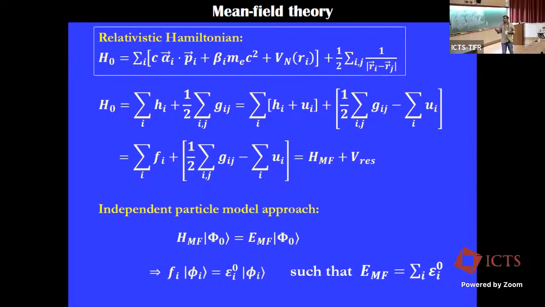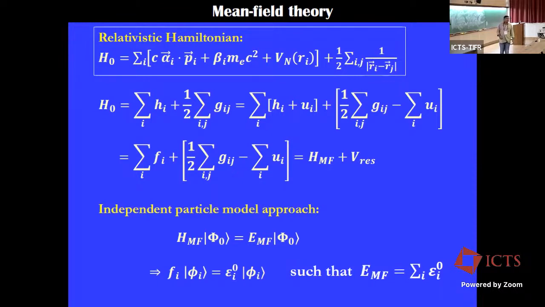Then the rest, what you are neglecting, is the two-body interactions, denoted by this notation. So this part has to be very small. Then we can neglect this part and consider only this Hamiltonian, with only the one-body part and this effective mean field potential.